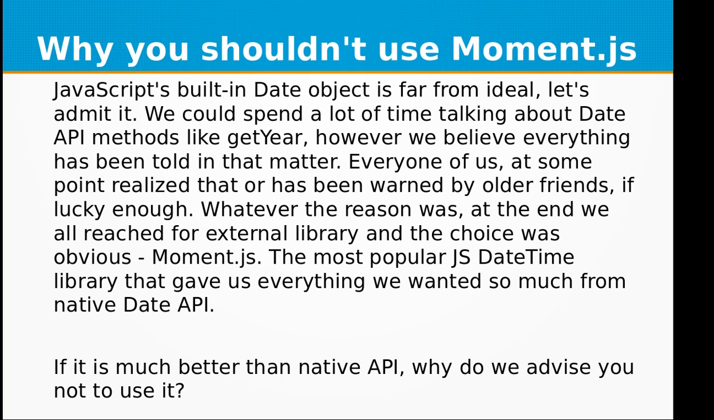Whatever the reason was, at the end we all reached for an external library and the choice was obvious: Moment.js, the most popular JS DateTime library that gave us everything we wanted so much from the native date API. If it is much better than the native API, why do we advise you to not use it?